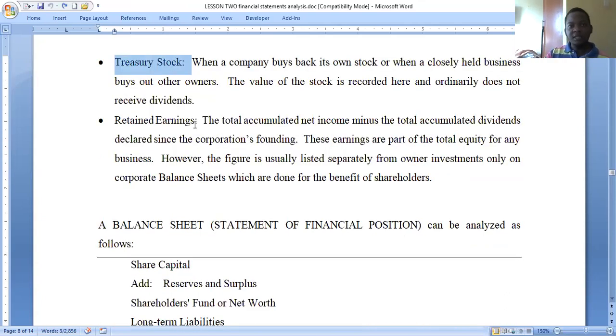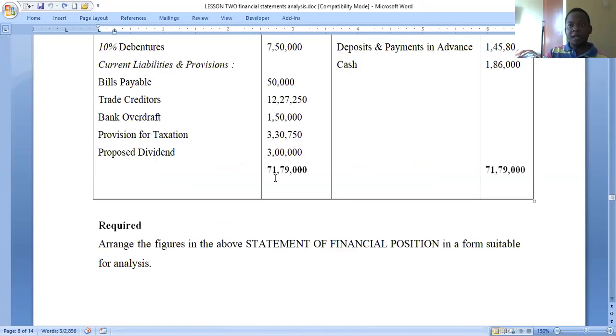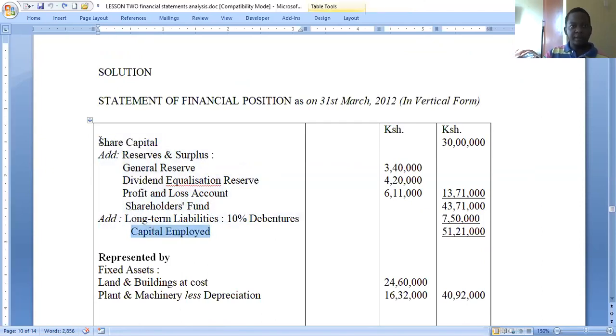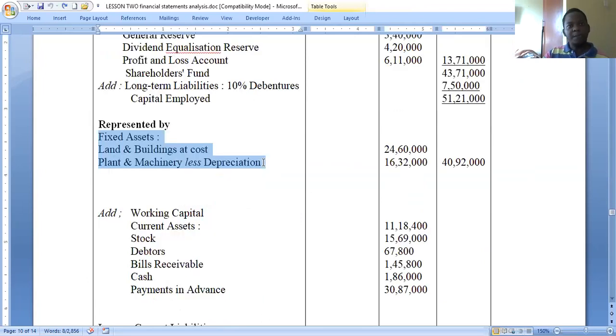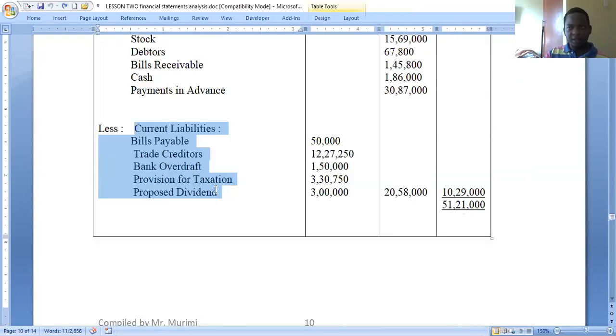And then we have retained earnings. Retained earnings is that part of profits that remains after dividends have been paid to the shareholders. So retained earnings is another component in the owner's equity. So we have an example of a balance sheet. On one side we have share capital and long-term liabilities, represented by fixed assets and working capital, of which working capital is comprised of current assets and current liabilities. So that is an example of a balance sheet.